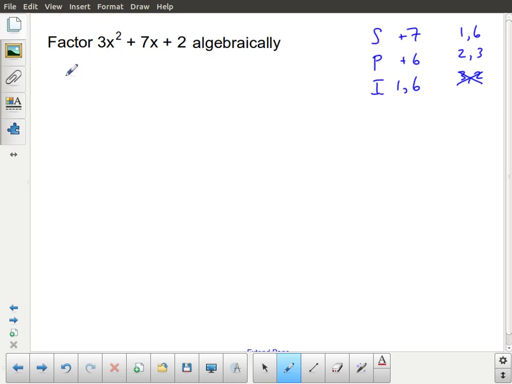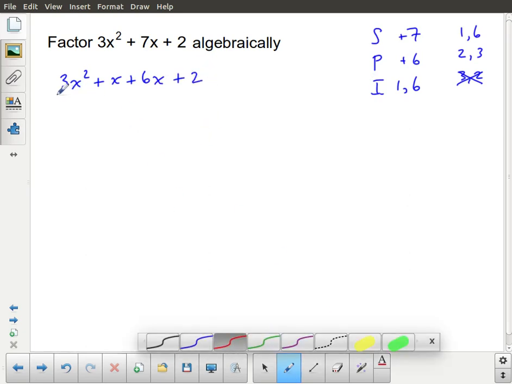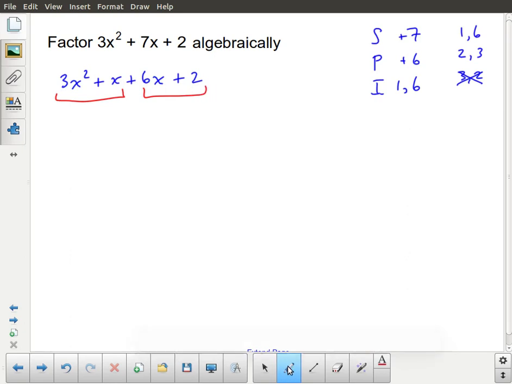Now I decompose, so I get 3x squared plus, but instead of 7x, I'm going to write this as plus x plus 6x plus 2. And then I'm going to do what's known as factoring by grouping. So I form two groups. What's common in the first group? X, leaving me with a 3x plus 1 when I factor that out. What's common in the second? I must use this plus sign, and then the number 2 is what's common. And then when I factor out 2, I'm left with 3x plus 1.